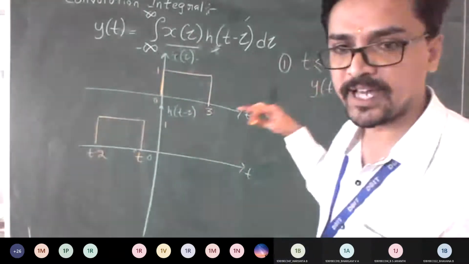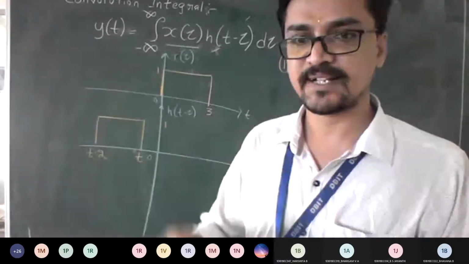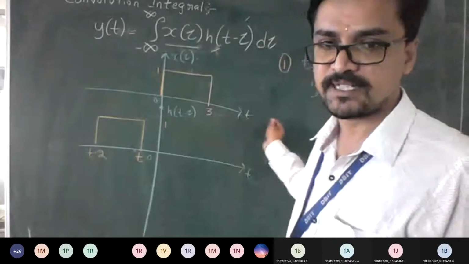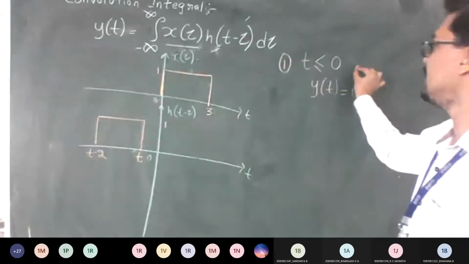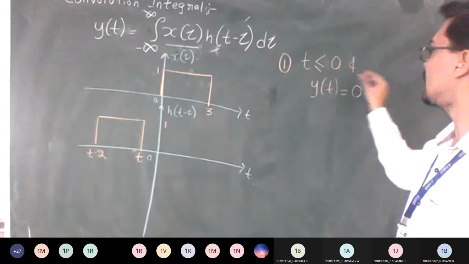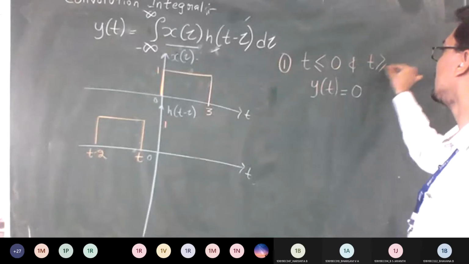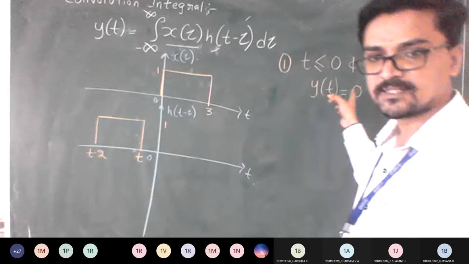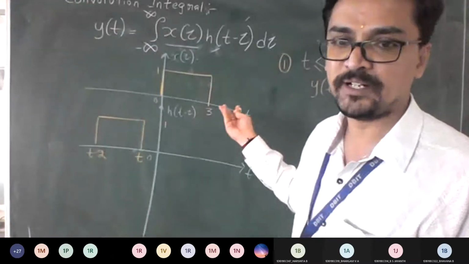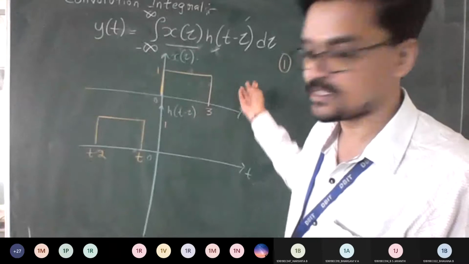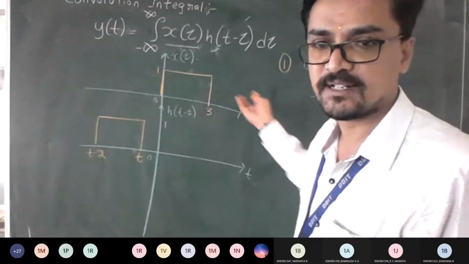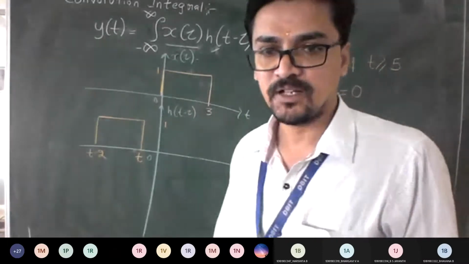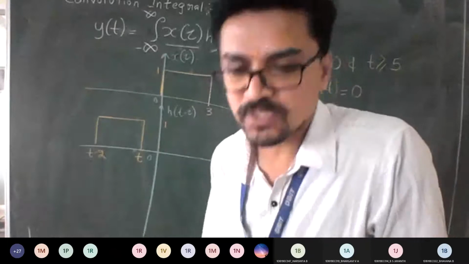Instead of making one more case, I can write it here, or you can write it separately. Both are fine. Since the answer remains the same, I can add here t greater than or equal to 5. If you consider this, you can see that after this 3, there is no movement of the signal. So here it is 0, and when the signal is there, the output also remains 0. So case 1, any doubts?